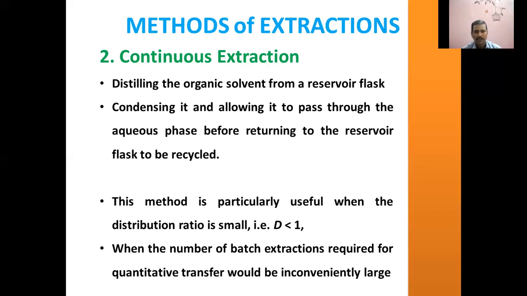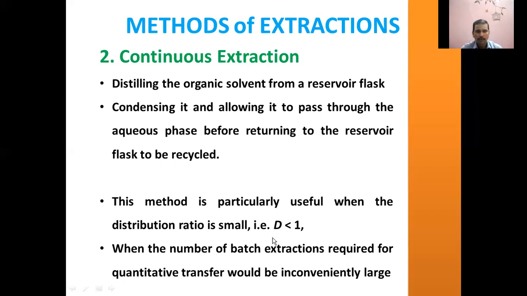This type of extraction is very significantly required whenever the distribution ratio of the solute, while performing the extraction by the batch extraction method, is less than 10 power 2. Even if the distribution ratio is less than 1 for some group of solutes, batch extraction is not going to be suitable. In such circumstances, we will prefer continuous extraction over batch extraction. So continuous extraction is particularly useful whenever the value of D is less than 1.